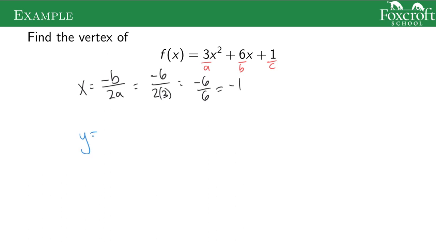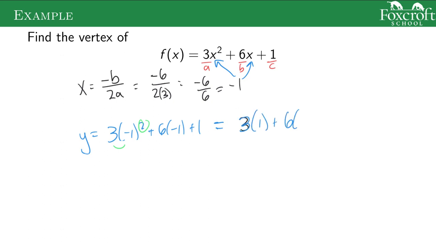To find the y value of the vertex, now I take this negative 1 and plug it in for x. And when you're plugging things into a quadratic, just make sure you're careful with order of operations. The most common mistake people make is doing this multiplication before this exponent, but we do the exponent first. Then we do the multiplications. And then 3 minus 6 is negative 3, plus 1 is negative 2. All right, so now I know the x value of the vertex and the y value of the vertex, so my answer is just negative 1, negative 2.